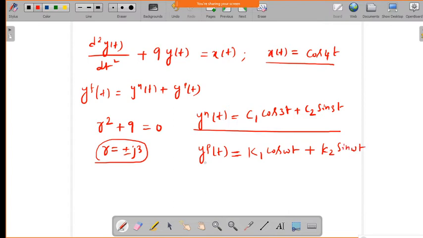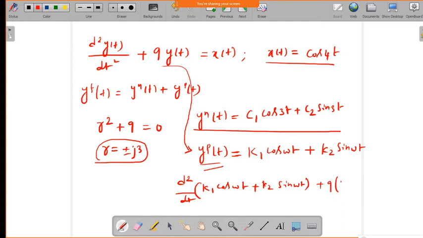Okay. So, now put this value in the differential equation to find the particular solution, that is d square by dt square of k1 cos omega t plus k2 sin omega t, plus 9 into k1 cos omega t plus k2 sin omega t, which is equal to x of t. X of t is cos of 4t.